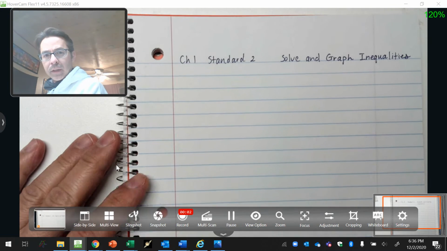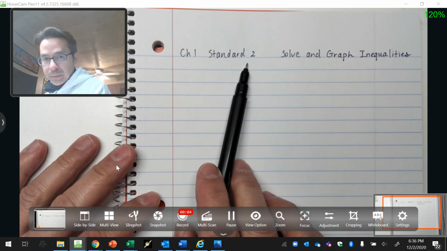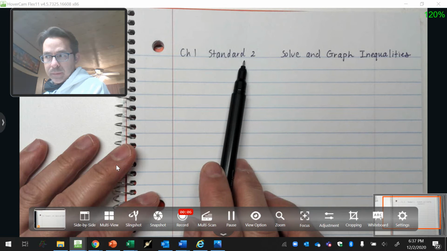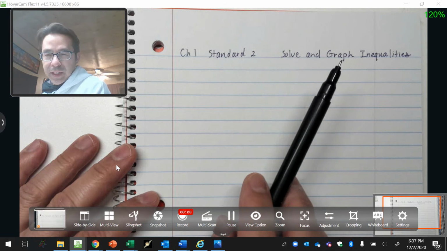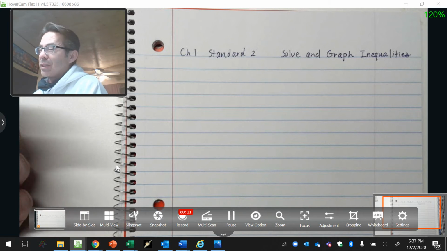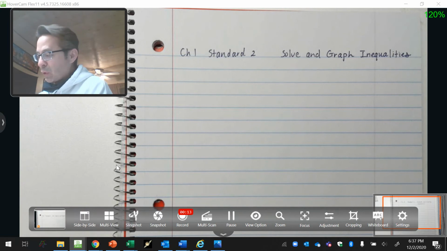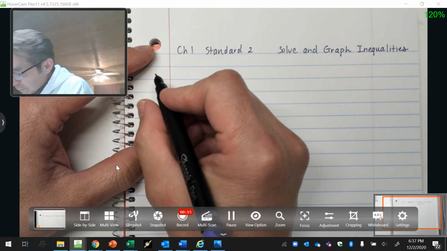And the still standard 2, solving graphing inequalities counts, or it's the same standard as solving equations, unfortunately, so it goes together.